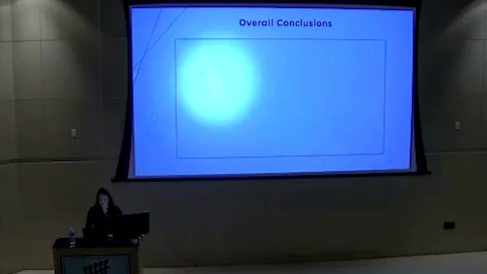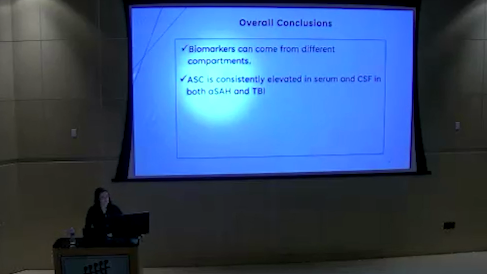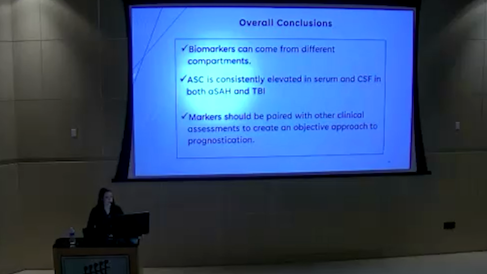So the overall conclusions so far are that biomarkers can come from different compartments, as we've seen, looking at plasma, CSF, EVs, and immune cells. Regardless of the type of injury model, ASC is consistently elevated in serum and CSF in both aneurysmal subarachnoid hemorrhage and TBI. And biomarkers, especially fluid biomarkers, cannot stand alone. They have to be paired with other clinical assessments to create a multimodal objective approach to prognostication. And we look forward to pairing them with markers such as EEG in the future.